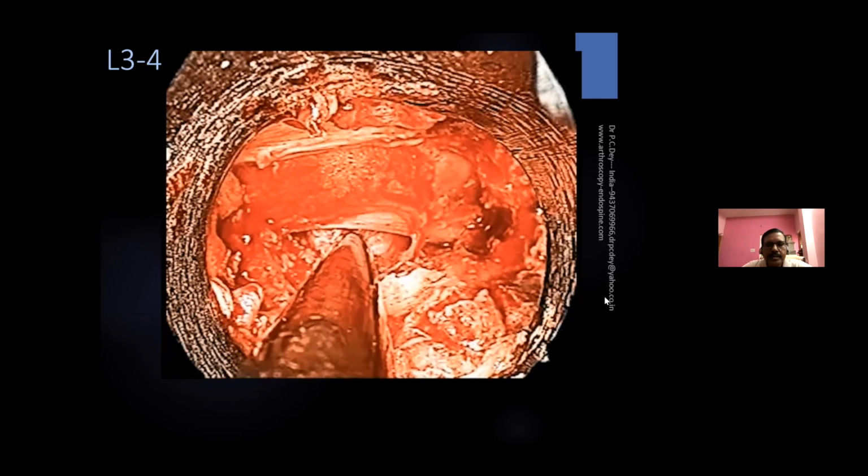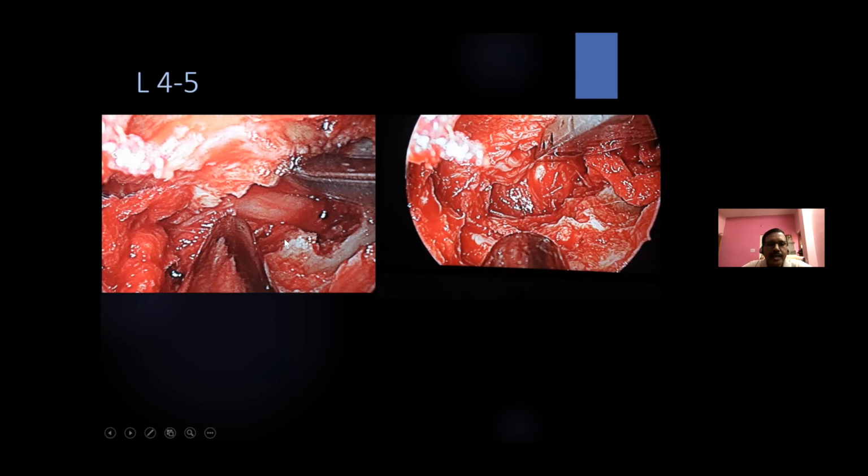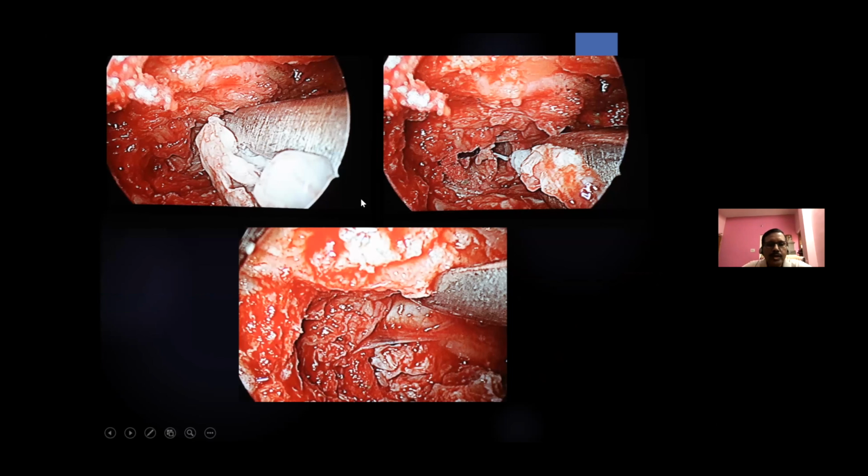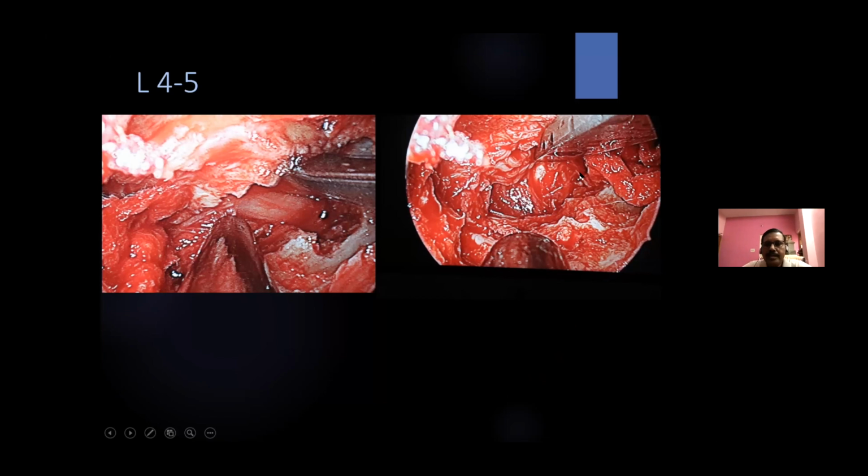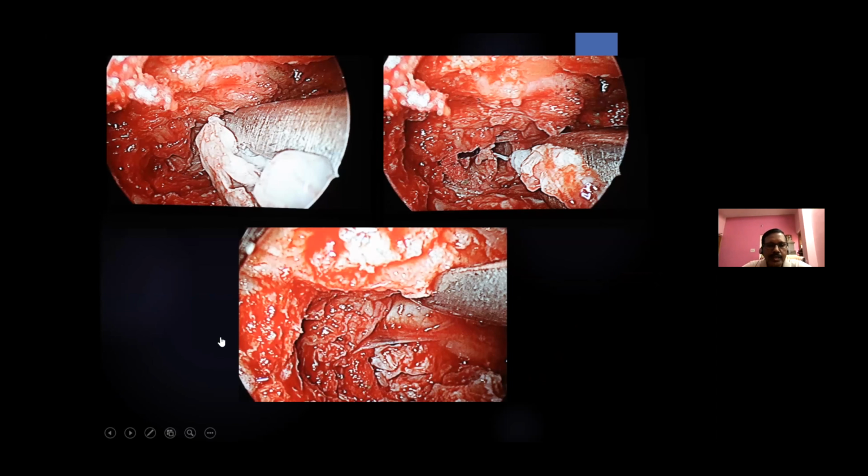And then this is L4, L5. Also, we did the same technique and approach from the medial aspect of the facet. And then this is the nerve root, totally decompressed up to the foramen. And this is my nerve root retractor protecting the nerve root. Then this is the disc. And we did the discectomy. And this is the nerve root completely decompressed.